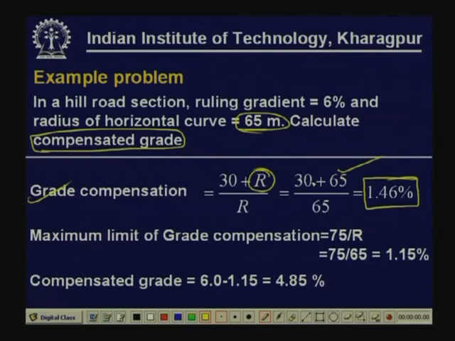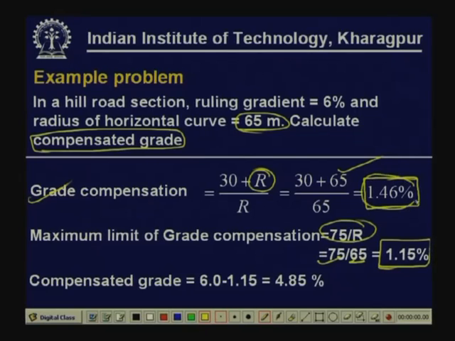But we also need to check the maximum limit. The maximum limit of grade compensation is 75 by R. So, 75 by 65, which is 1.15 percent. Now, the grade compensation we have calculated is 1.46, which is higher than 1.15, the upper limit, that is 75 by R. Therefore, we provide grade compensation only up to 1.15%, not up to 1.46.